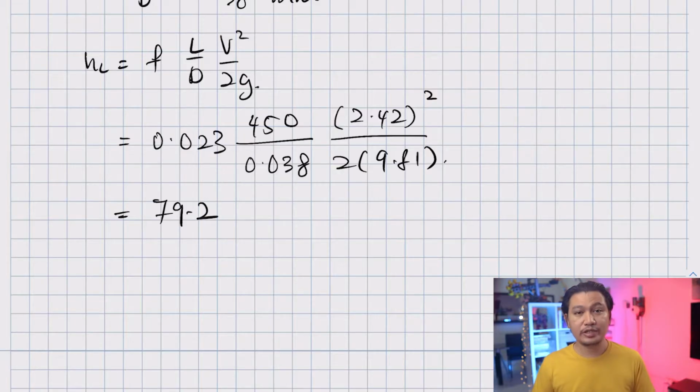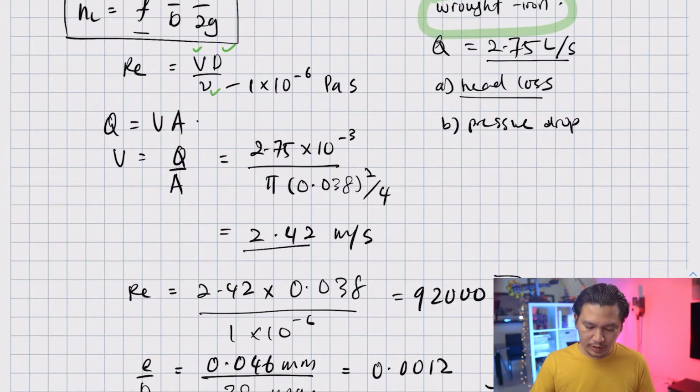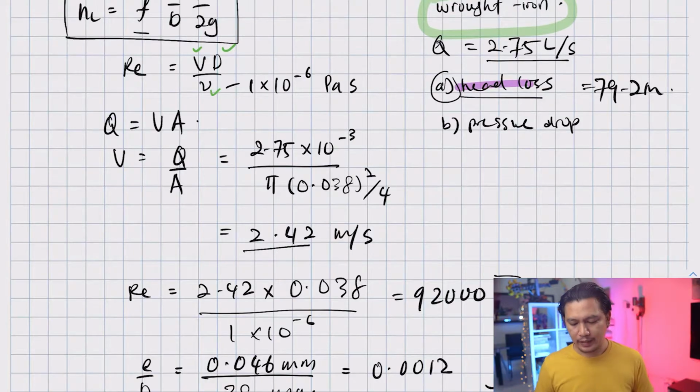And remember that the unit for head loss is meter. Okay, and I believe now that we have solved question A, that is our head loss. So our head loss is equal to 79.2 meter. And how do we find pressure drop from this head loss?